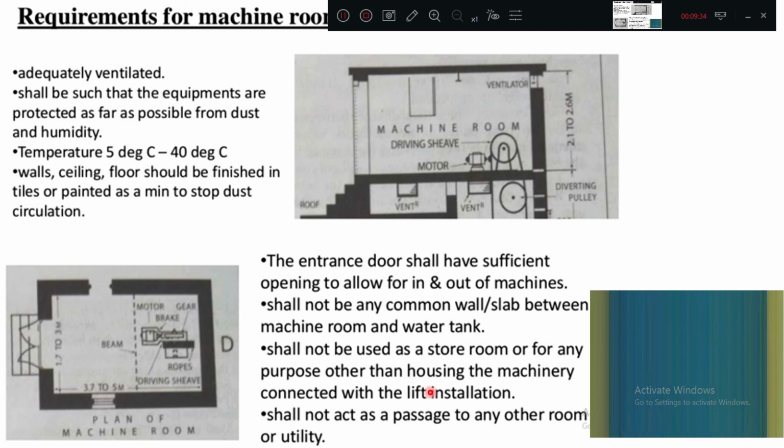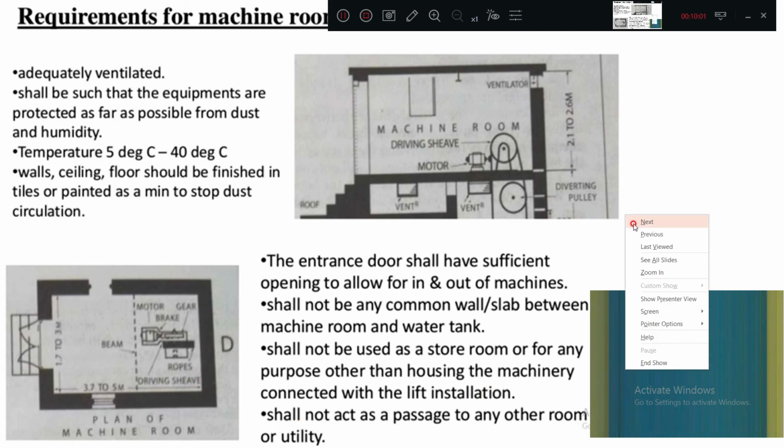It should not be used as a storeroom for any purpose other than housing the machinery connected with the lift installation. Means what? This should only and only be used for lift applications, not for general storerooms. It shall not act as a passage to any other room or utility. Should not use this door or any other door as a utility for another room.